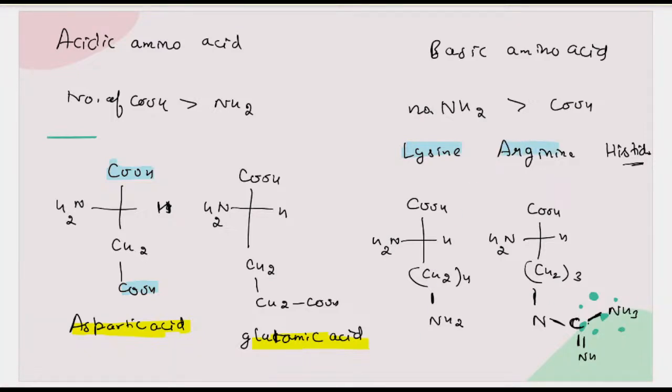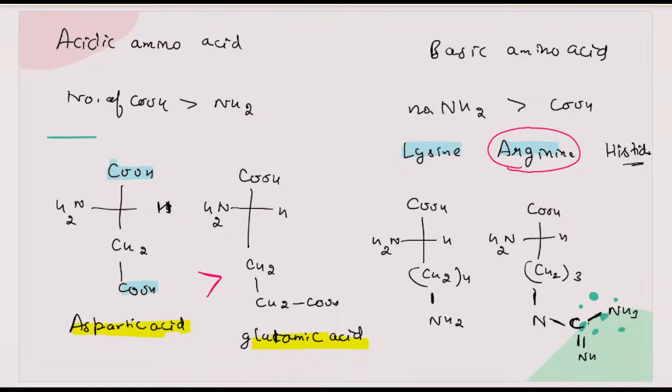What was the answer for the previous question? Between aspartic and glutamic acid, which one is more acidic in nature? Okay, listen, aspartic acid is more acidic in nature as compared to glutamic acid. And the most basic in nature is arginine. So most basic is arginine and most acidic is aspartic acid. So that's it. This is all for the structure part.